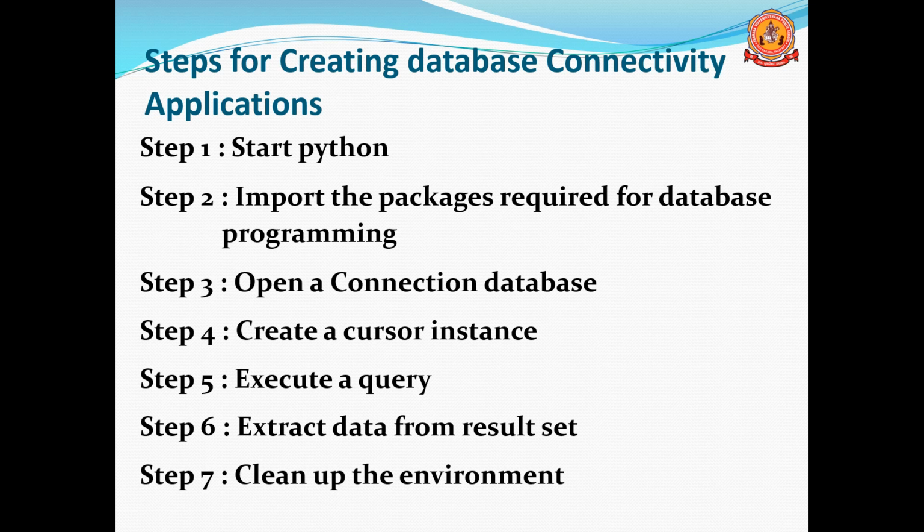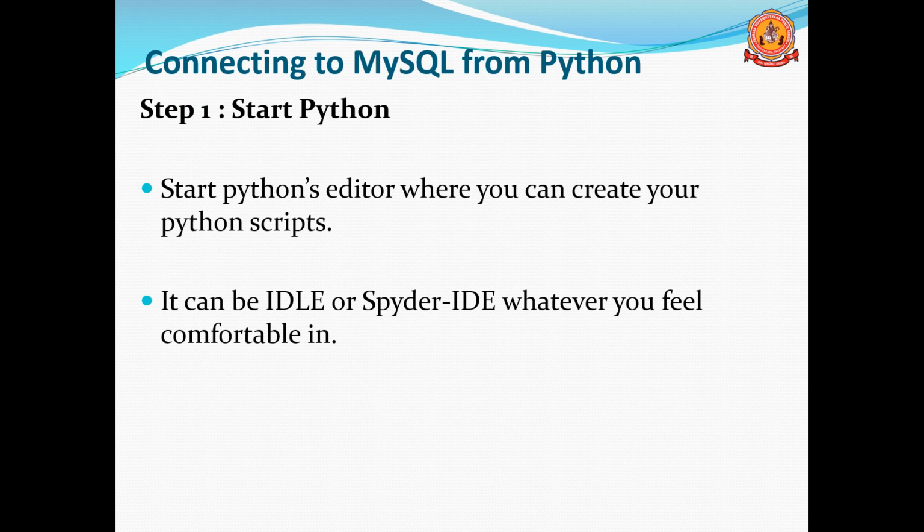Step 1 is start the Python. Second, import the packages required for database programming. Next, open a connection to the database. You have to provide one connection. Then after that, create a cursor instance. You have to provide one cursor instance. Then step 5, execute a query. You have to execute a query. Step 6, extract data from the result set. The next one is clean up the environment. These are the different steps for Python programming, or Python connecting to databases.